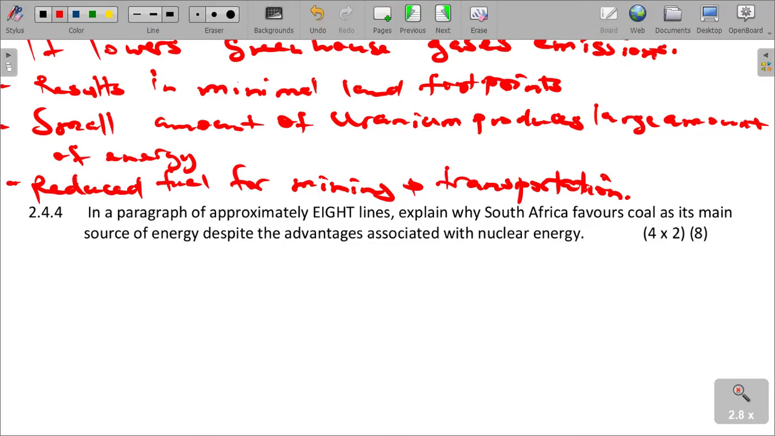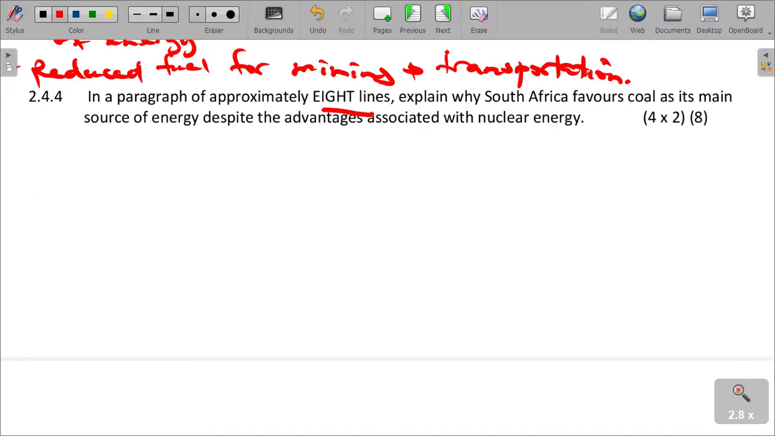Question 2.44. In approximately 8 lines, explain why South Africa favors coal as its main source of energy despite the advantages associated with nuclear energy. Why should South Africa favor coal?